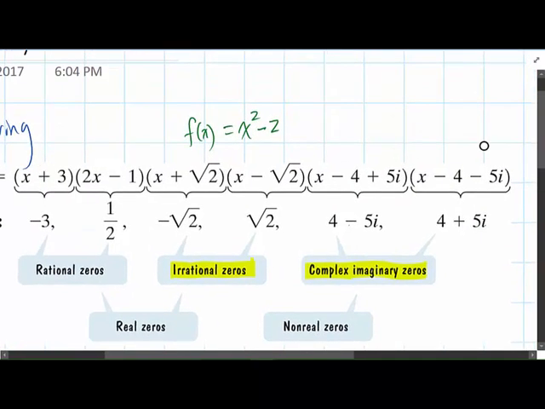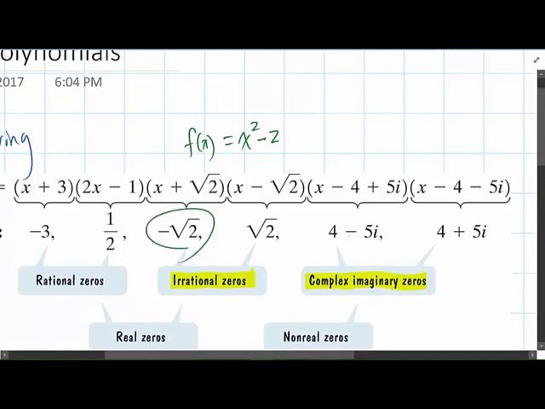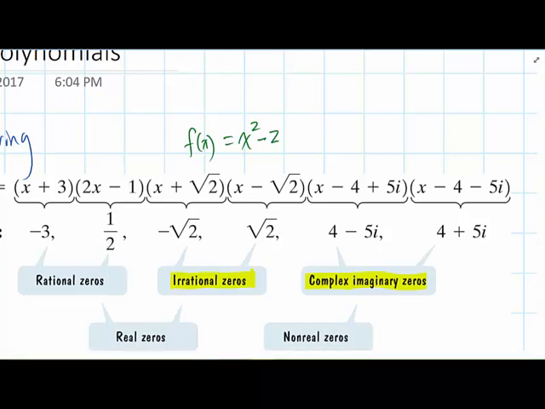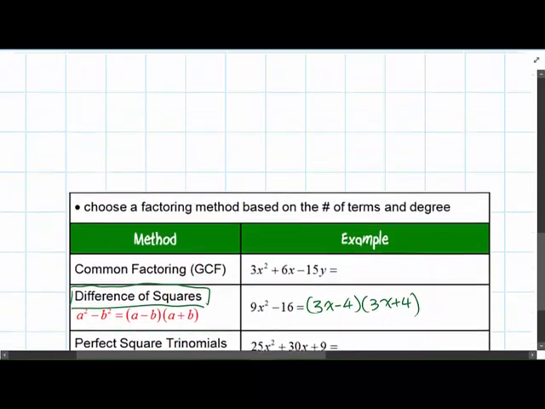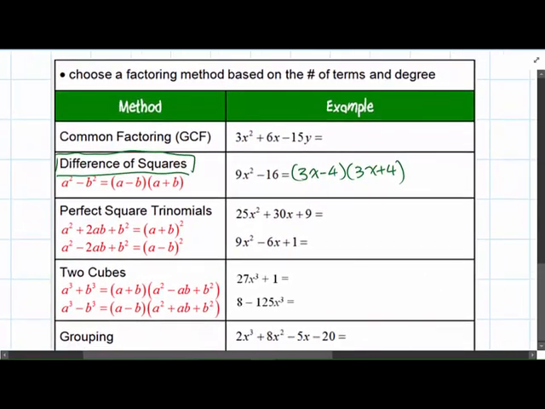So why do these irrational zeros and complex imaginary zeros always come in pairs that look something like their opposite? Well, it's because they're conjugates. If we've done exponents and radicals before, last year, let me show you why it's always in pairs. So to show you, we have to go to factoring. So right now we're going to use a difference of squares. So a squared minus b squared equals parentheses a minus b times parentheses a plus b.